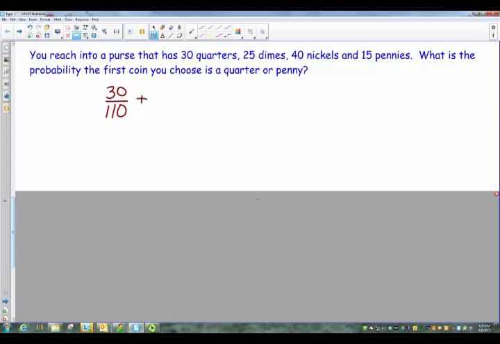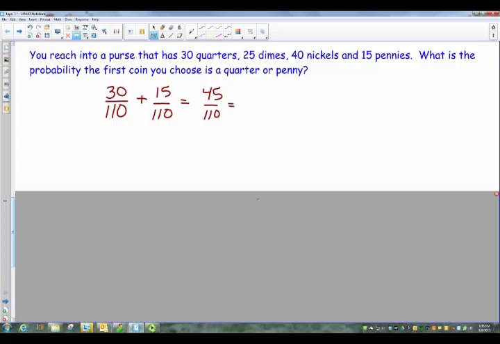To that, you're going to add the probability you get a penny. Well, there's only 15 pennies, but there's still those 110 coins in there. Okay, so we add these two things together. We end up with 45 over 110. And that is your probability.